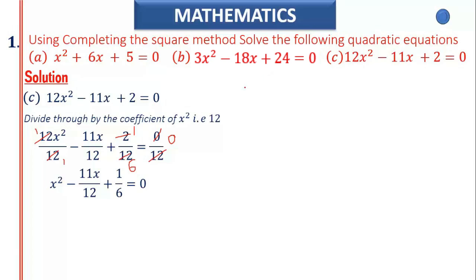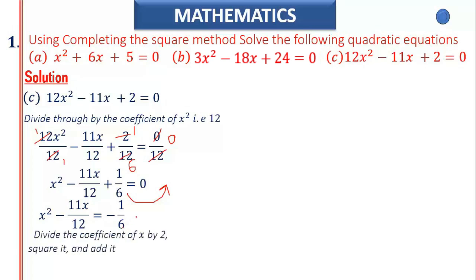In this case, we'll do the same thing that we have always been doing. That's by taking 1/6 to this side, which we know turns to negative. That's how we come about the -1/6 here. The next thing is to divide the coefficient of x by 2, square it, and add it to both sides of the equation. As usual, I'd like us to go through the procedure.